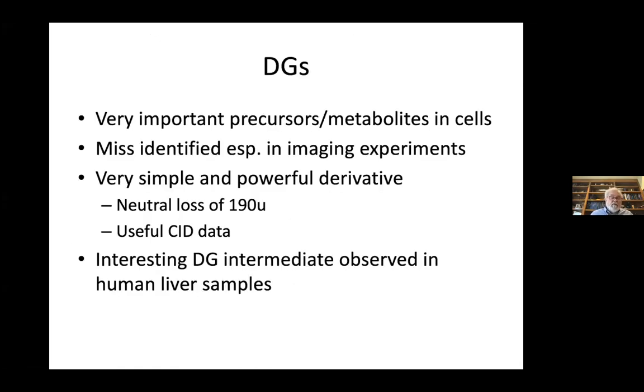So anyhow, I just want to use that as an example to show you sometimes this derivatization is a useful process to find something unusual. So diglycerides are very important precursors as metabolites in the cell. They can be misidentified, especially in imaging experiments. There are some publications out there which say diglycerides are present in high concentrations in tissues. I don't think that's true. It's very simple to make derivatives of these, and there are some useful features about them and how you can really identify them.